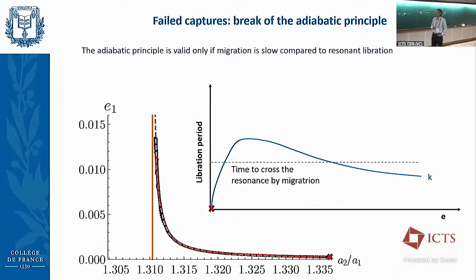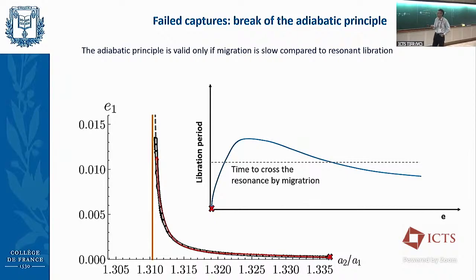Okay, so are we always captured in resonance? Eventually in some resonance, but not necessarily in the first resonance you encounter. And there are several reasons for failing resonance capture. The first one is the break of the adiabatic principle. As I said before, the adiabatic principle holds as long as your migration is slow compared to the libration in the resonance.